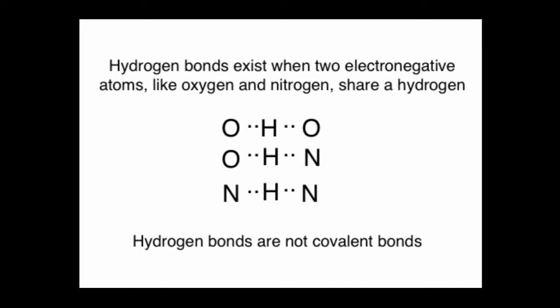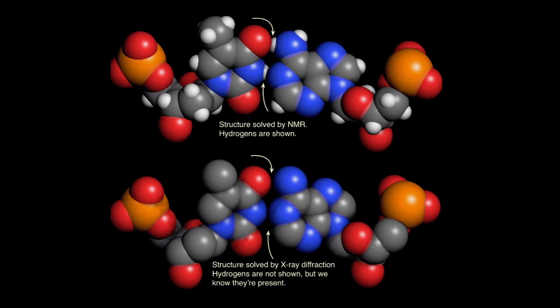In this video, we're going to talk about hydrogen bonds. Hydrogen bonds occur when two electronegative atoms, like oxygen and nitrogen, share a hydrogen. Unlike covalent bonds, hydrogen bonds are weak and easily broken. This is important in biotechnology, especially when we work with DNA.